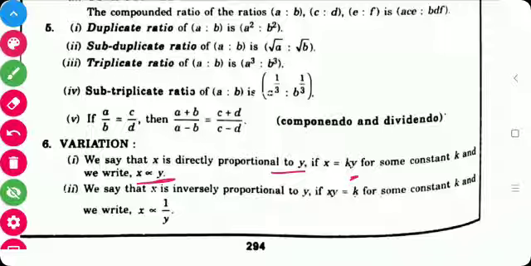Next, we say that x is inversely proportional to y if xy is equal to k. Means the product of x and y is k. So we can see that x is inversely proportional to 1 upon y. Okay. So these are the important facts and formulas. In the next session we will start exercise.